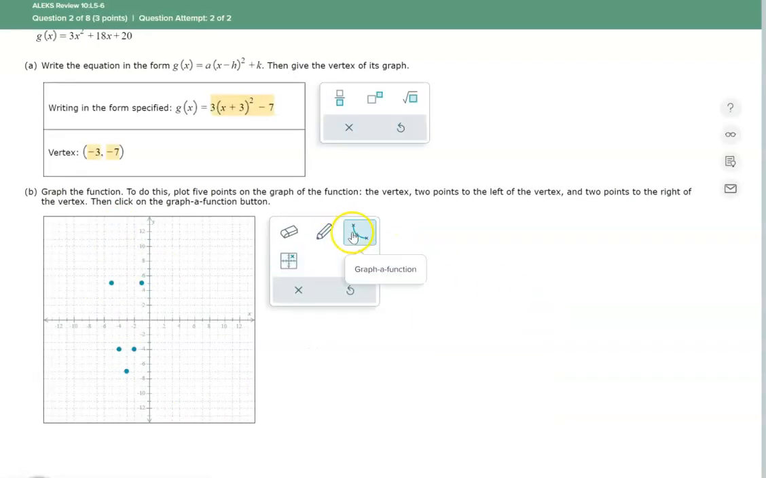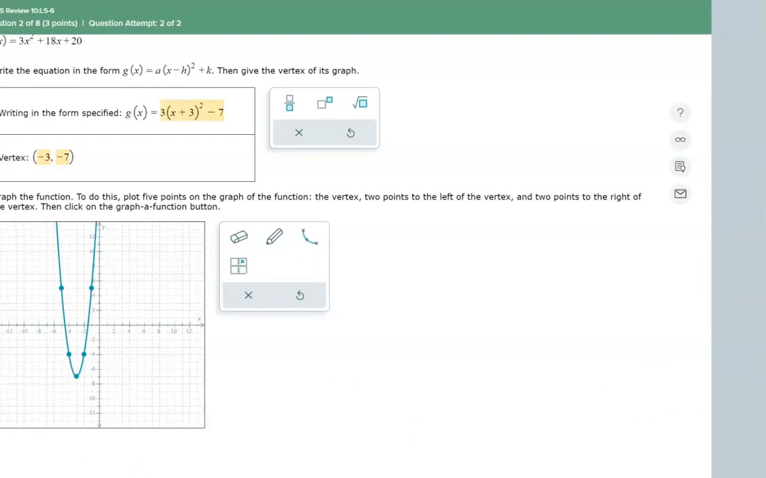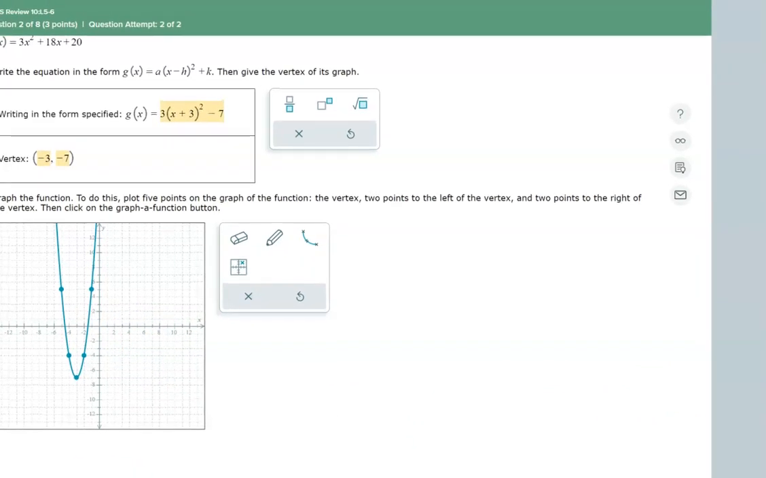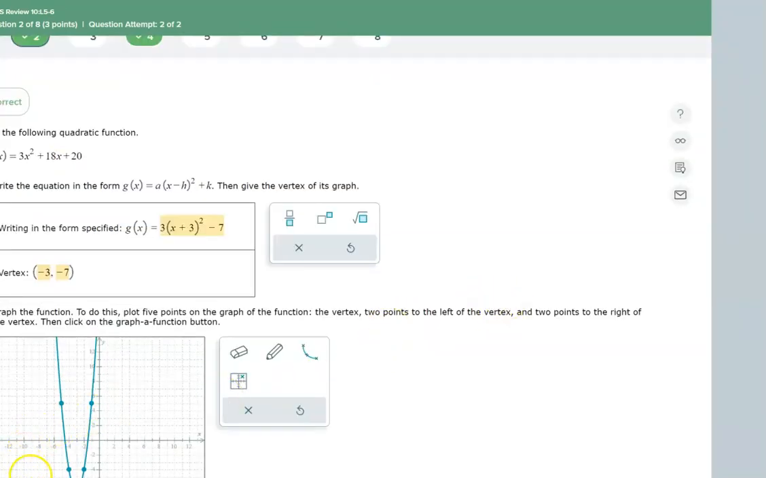All I have to do now is just hit the button here and it matches up with my points. And then all I have to do now is just check my solution. Okay, so that one was correct.